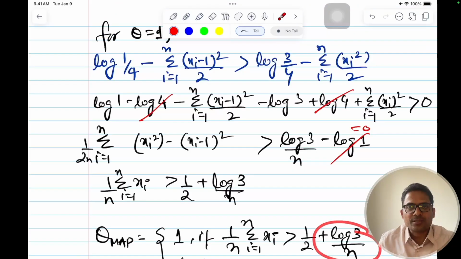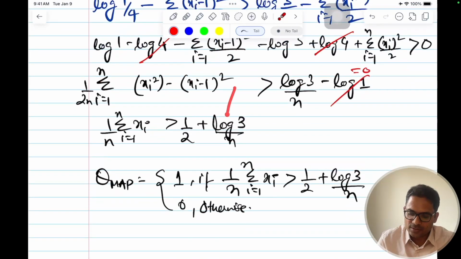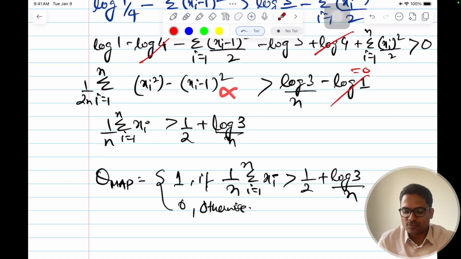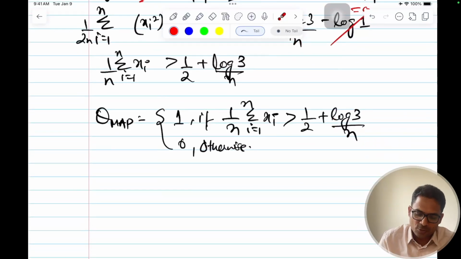Okay, so thus the log 3 by n term will come. Just solve it step by step and you will reach here. At one step you will divide by 1 by n on both sides, and then you will get this n common that I missed out from there. Earlier it was 0, so no problem, but now there is a term, so that's why it will divide this side also, and that's why you will have this. I hope that is clear.